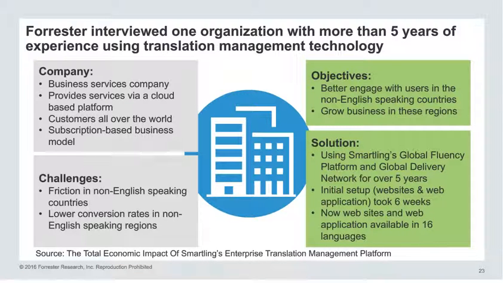The decision makers at this company had previous experience in creating and running localization initiatives at other companies, and they knew that, for one, they needed a flexible and scalable technology solution, and that, for two, building such a translation management system themselves was not really an option for this company. It would simply have consumed too many resources and too much time. So the company was looking for a partner and decided to invest in Smartling's translation management platform and delivery network. This was 5 years ago. Since then, they worked with Smartling's technology to localize the company's websites and web application, and now it's available in 16 languages.